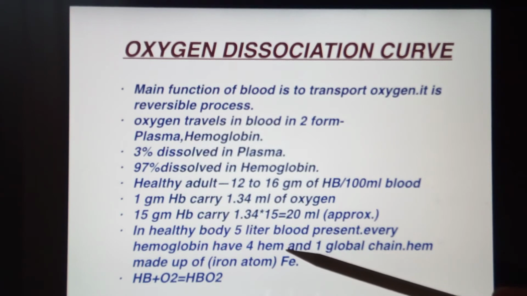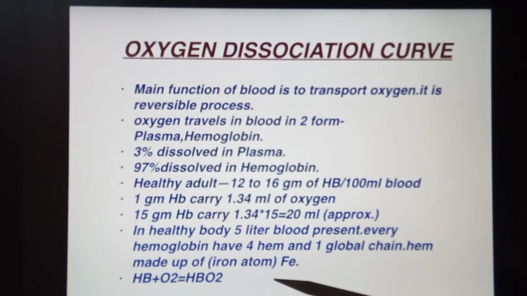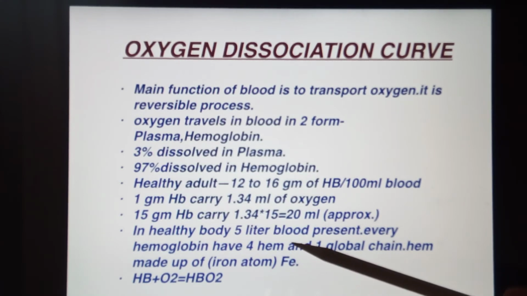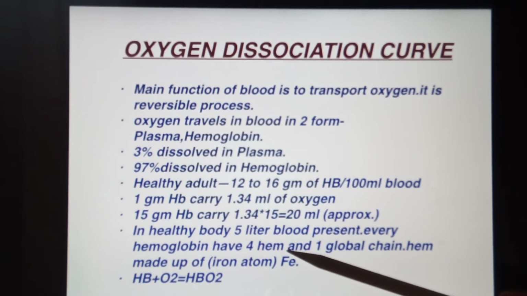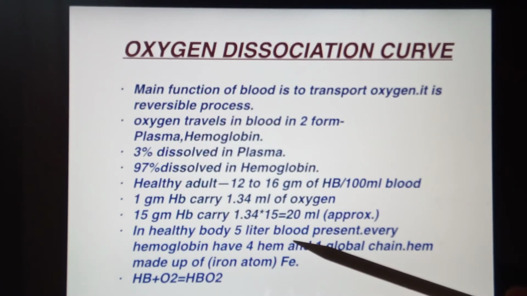The 4 heme can attach to oxygen, but they are not able to capture oxygen all at a time. Only one heme attaches to oxygen at a time. When one is attached, the second one opens and attaches with oxygen, then the third one opens and attaches, then the fourth heme opens to attach with oxygen. So this is a slow process: one attaches, then the second, then the third, and then the fourth.